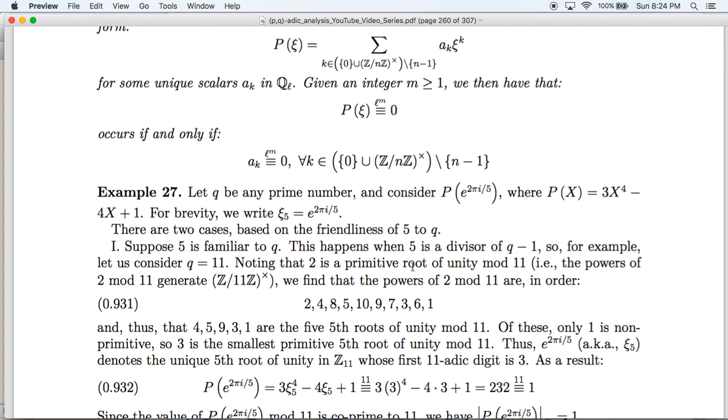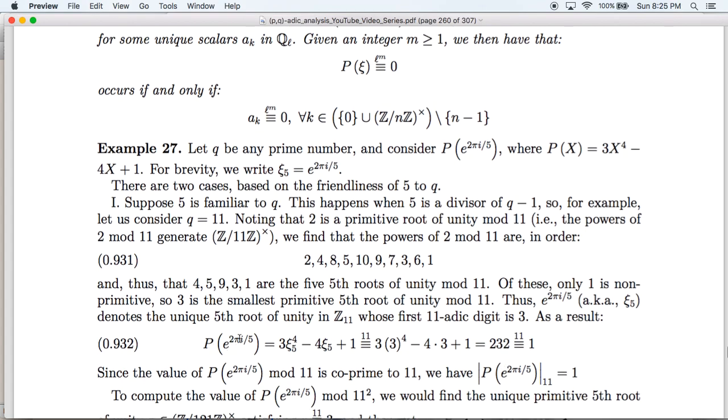Noting that 2 is a primitive root mod 11, we find that the powers of 2 mod 11 are as follows. So 4, 5, 9, 3, and 1 are the five fifth roots of unity mod 11, and of these only 1 is non-primitive, so that makes 3 the smallest primitive fifth root of unity. So by our convention, we define e to the 2 pi i over 5 to be the unique fifth root of unity in Z11 whose first 11-adic digit is 3.